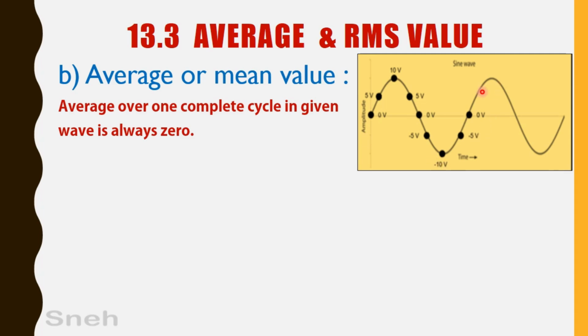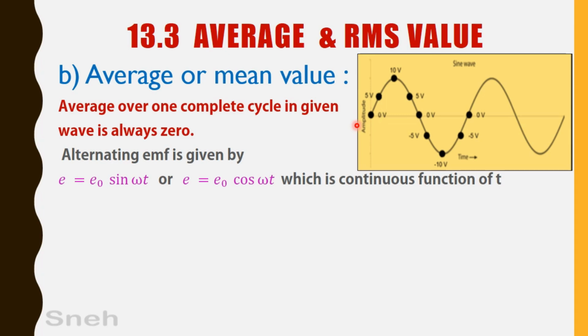This is a sine function. If I talk about EMF, I know that alternating EMF is either given by E is equal to E0 sin omega t or E is equal to E0 cos omega t. ये हमने लास्ट टाइम देखा है कैसे रिप्रेजेंट करते हैं. दोनों वे में हम रिप्रेजेंट कर सकते हैं.